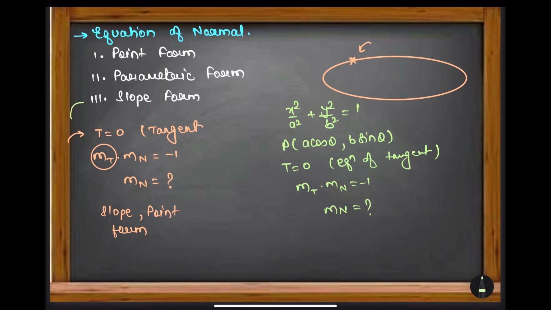Now how will we handle the slope form? If you have to handle the slope form, what you have to do is ignore the slope, just imagine a parametric point on the curve. Put T equals to 0, you will get the equation of tangent. Now from the equation of tangent, find the slope of normal. Okay, now compare your slope of normal with their given slope. So you will get your perpendicular, base and hypotenuse. Now you can update your equation.